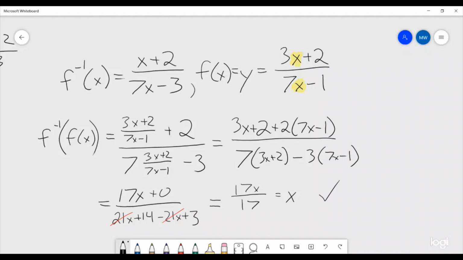So that direction checks. So this is the process we can go through to be able to find the inverse function of any sort of situation. You try and solve for the other variable.